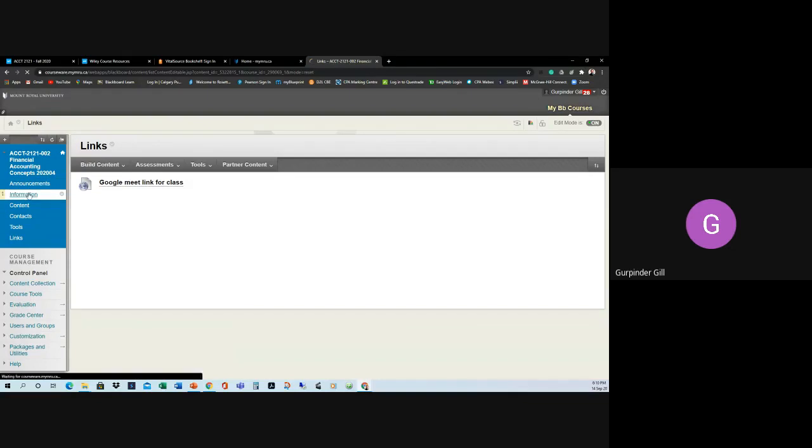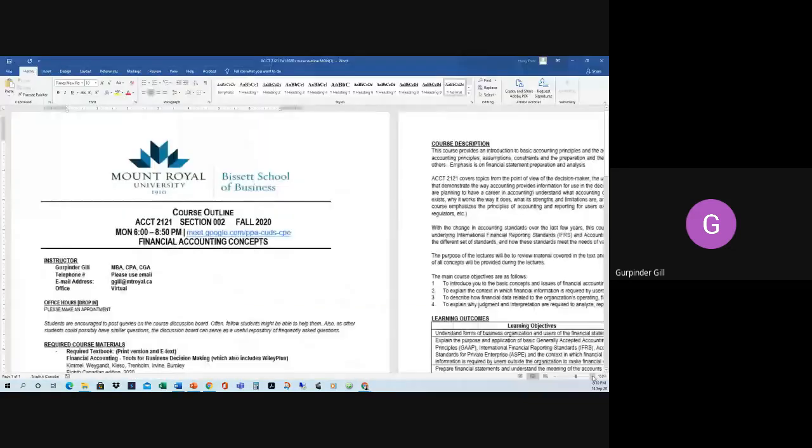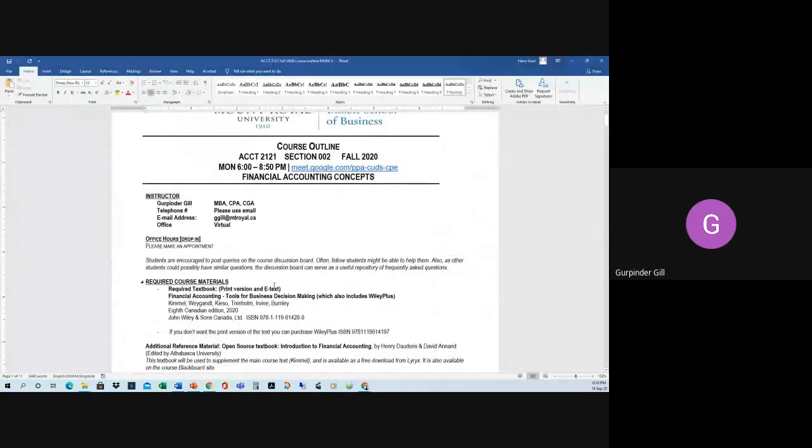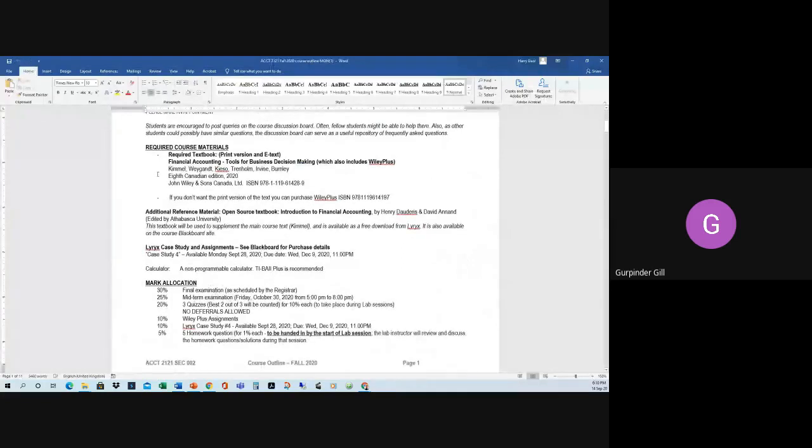Let's look at our course outline. So this is your course outline. We are using the 8th Canadian edition. There are significant differences between the earlier version and this textbook. So your best bet is to get the newer textbook, the 8th Canadian edition, because everything that's posted on Blackboard and all the examples that we will do in class are referencing the new version.